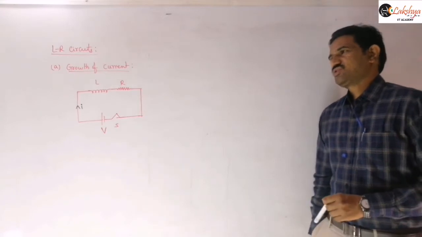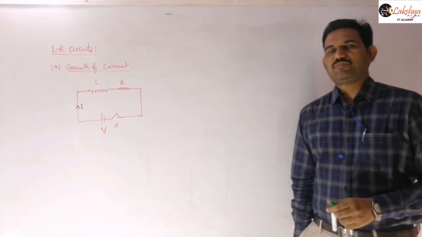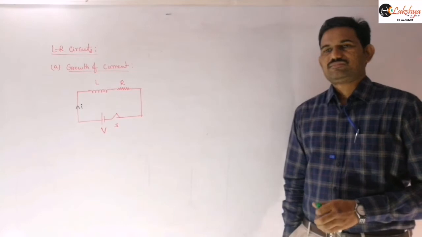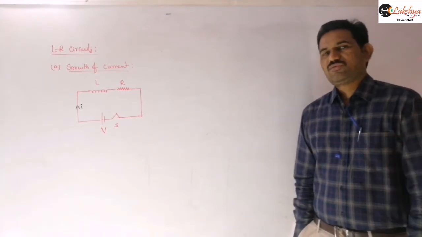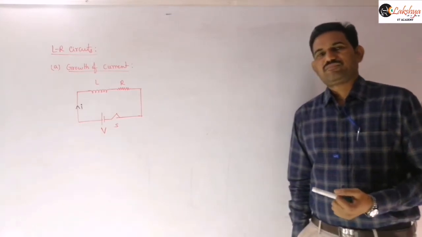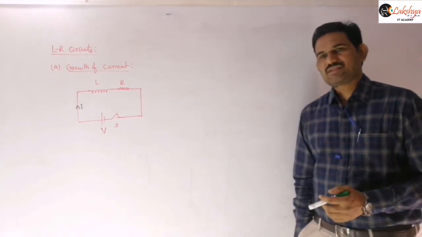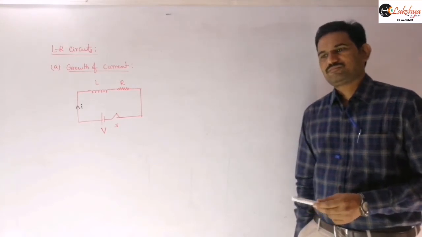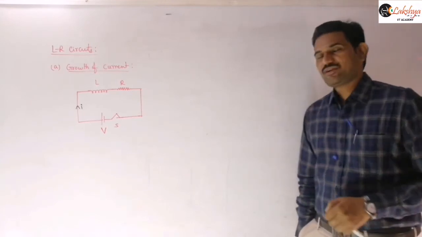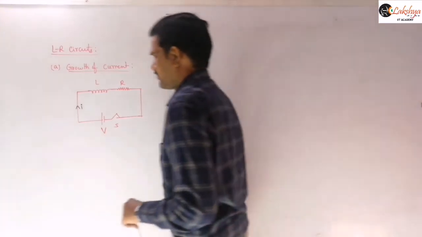The switch S is initially kept open, and it is closed at t equal to 0. Let I be the current flowing through the circuit at any instant of time t, and which is changing at a rate of di by dt.